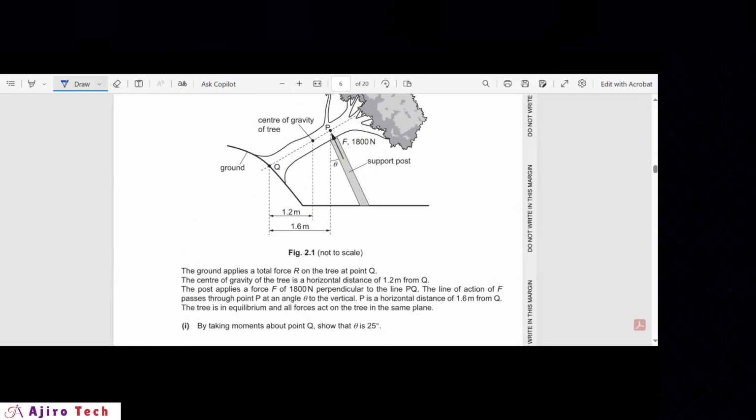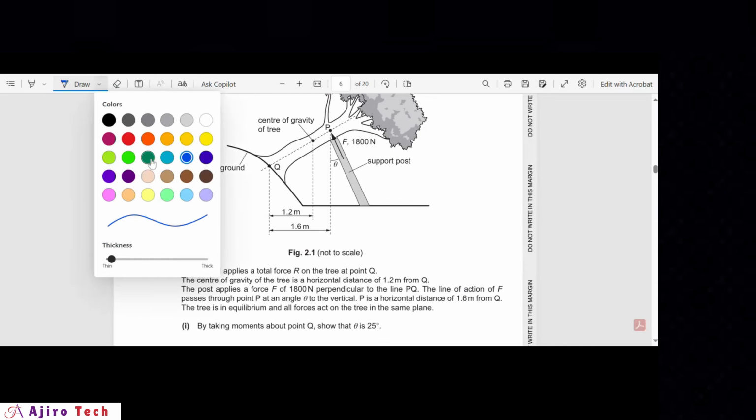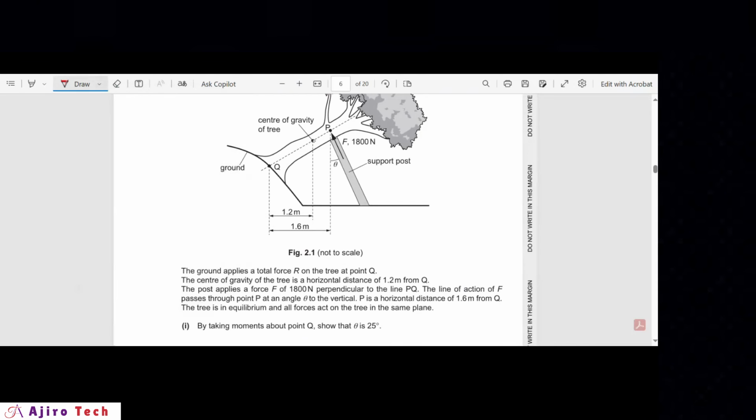So the center of gravity is going to act downward, so that will be the weight. It will hang vertically down from that point. So here I'm going to have the weight. Let me try it better. So here is the weight, represented by W, of the tree.